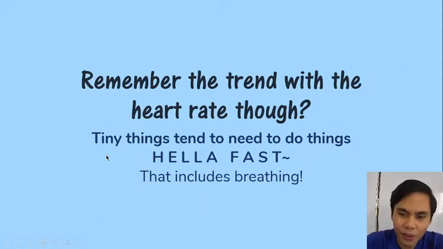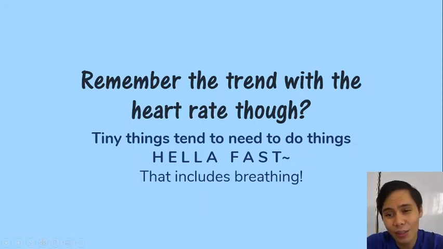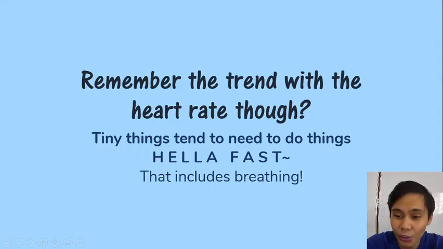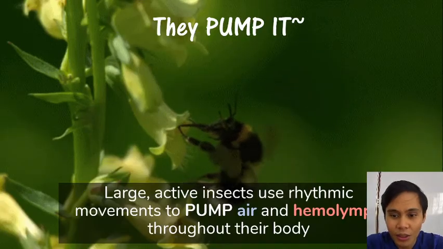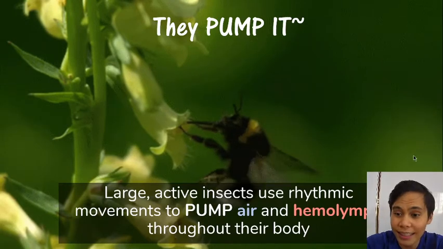If you try to remember that trend with the heart rate, the smaller things are, the more they need to do things very, very quickly. Again, the heart rate of small things is very fast. That's the same for breathing. Small things need to respirate very, very quickly. So how do they do that? In order to respirate very, very quickly, they tend to pump.